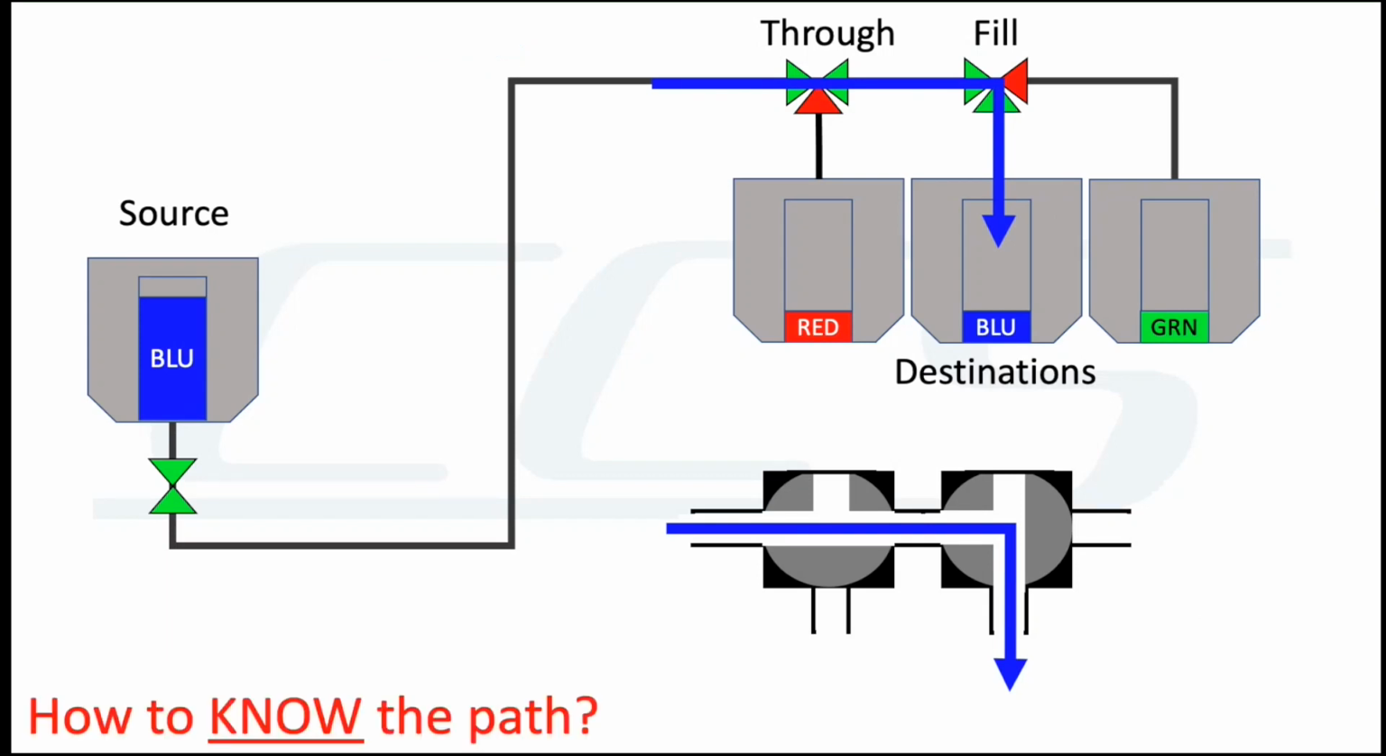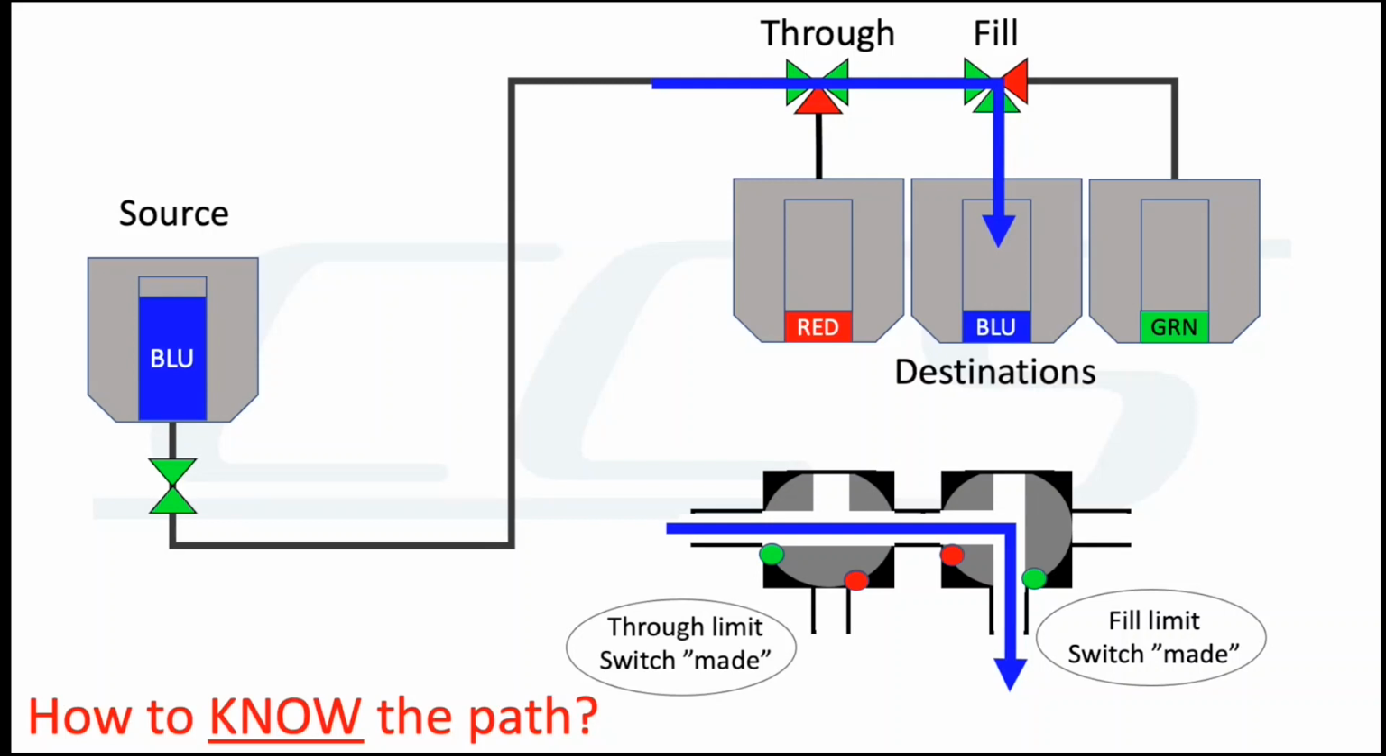But how do we know the path? How do we know where the liquid is going to go in this case? How do we know that that blue stuff is going to go into the blue tank? Well, what we're going to do is add some sensors. In this case, we're going to add some limit switches. For example, on the first valve, we're going to verify that the T port is in the through position, and on the second valve, we're going to verify that the T port is in the fill position, so we know where that liquid is going to go.